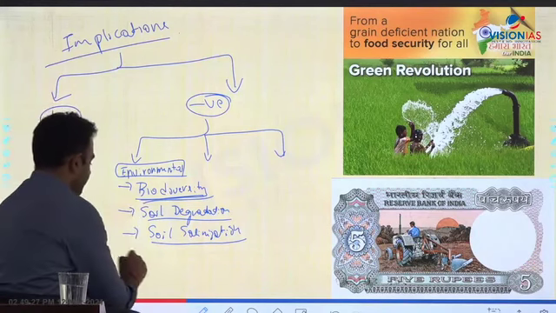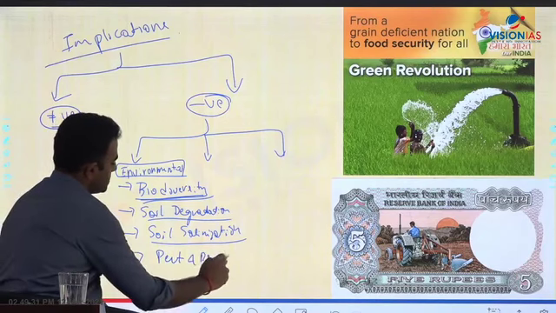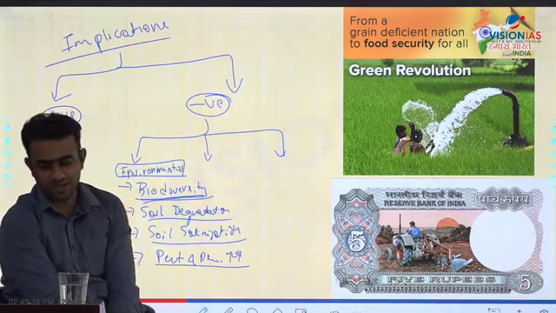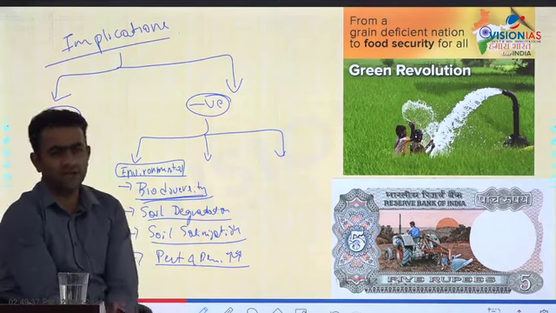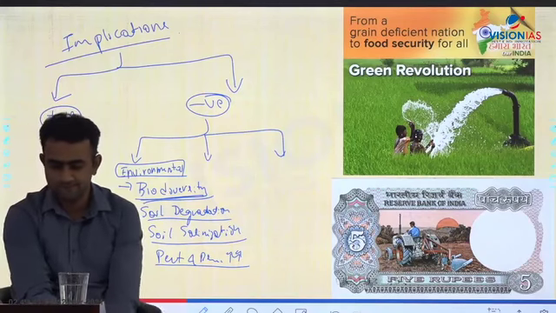And the number of pests and diseases has increased over the period of time. Pests and diseases have increased over the period of time because high yielding variety seeds are very, very less resistant to these.